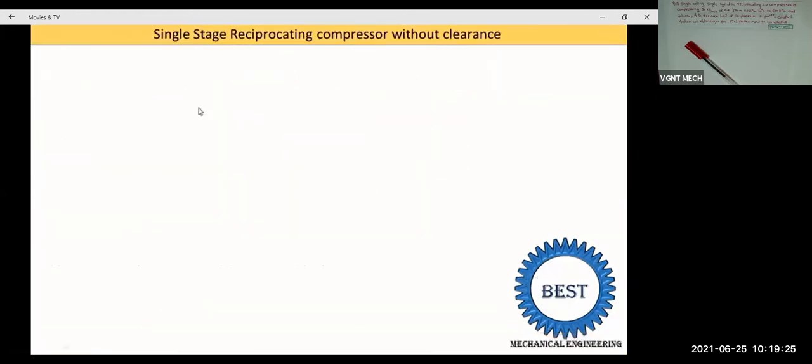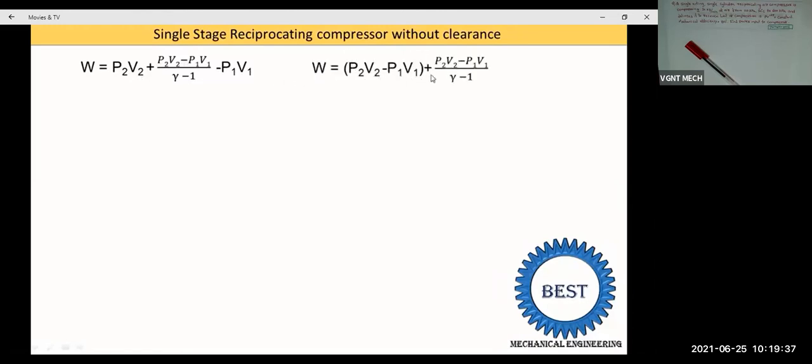How we simplified it? This is the equation for work done. P2V2 is equal to these equations. Now we take this step together, that is P2V2 minus P1V1. So this equation is written like that, and we take P2V2 minus P1V1 as common. Then the remaining is 1 plus 1 upon gamma minus 1.